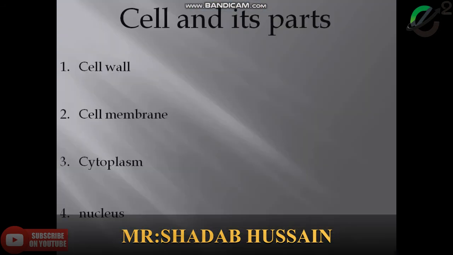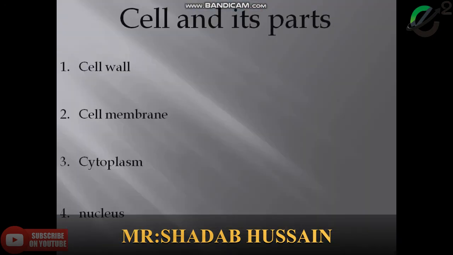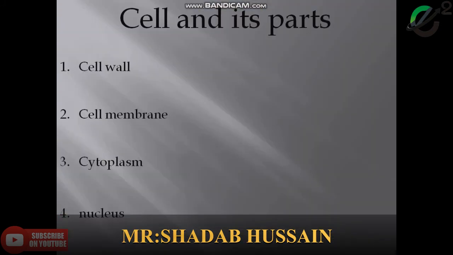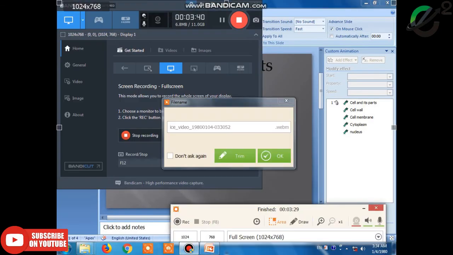This is cytoplasm. And the last one is the nucleus, the most important part of the cell. All the activities performed by the cell are controlled by the nucleus. And inside the nucleus there are thread-like structures called chromosomes. The function of the nucleus is to control all the activities of the cell.